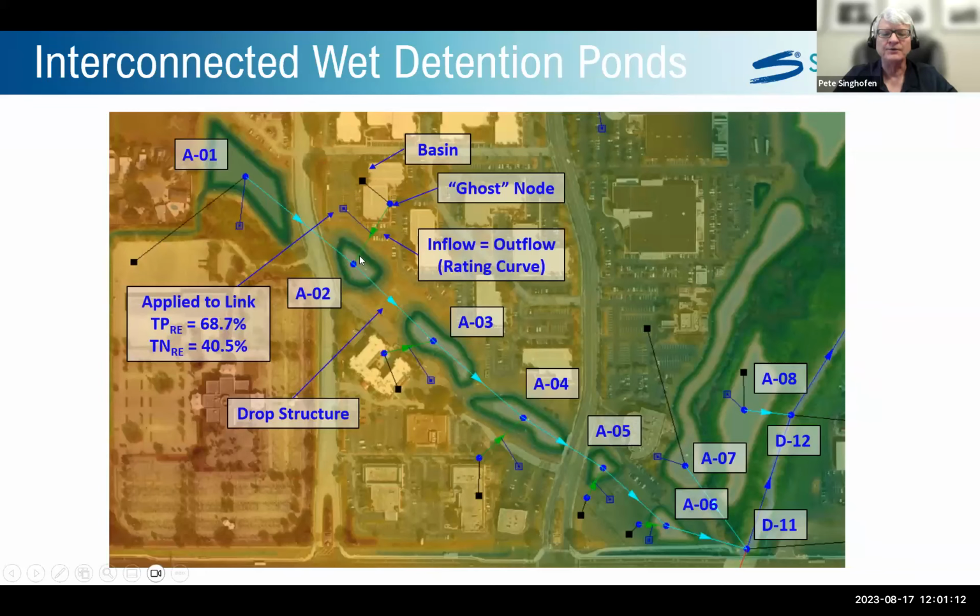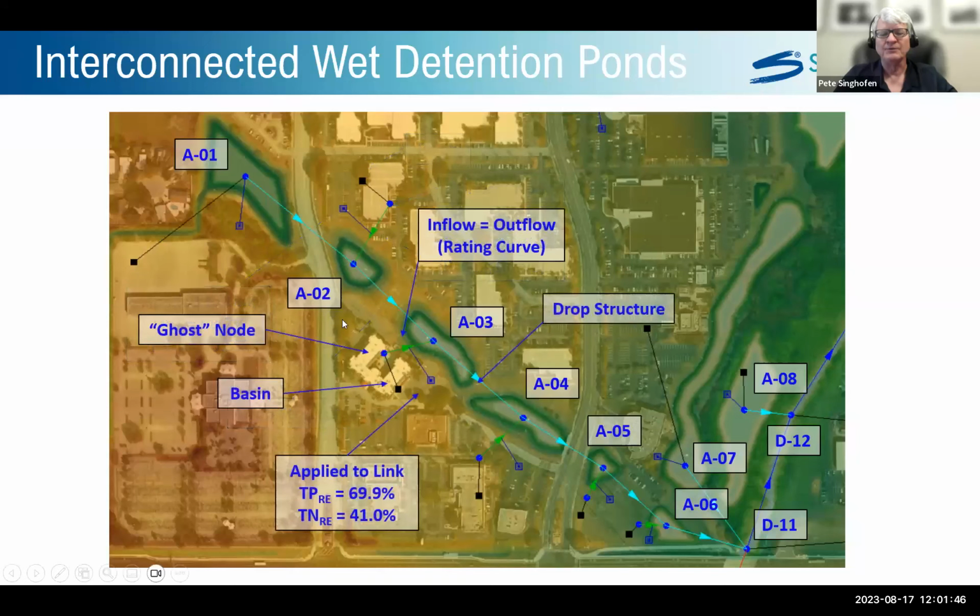Then we connect that node to the actual wet detention pond with a rating curve link, and we set up the rating curve link so that inflow equals outflow. So we're taking the runoff from the basin and just passing it through this node and this link directly into the pond, but we can assign the removal efficiency at this link. And that's where we can take credit for the detention time in here without over-treating the runoff from the upstream basin. And then we just kind of repeat that down this string of ponds.